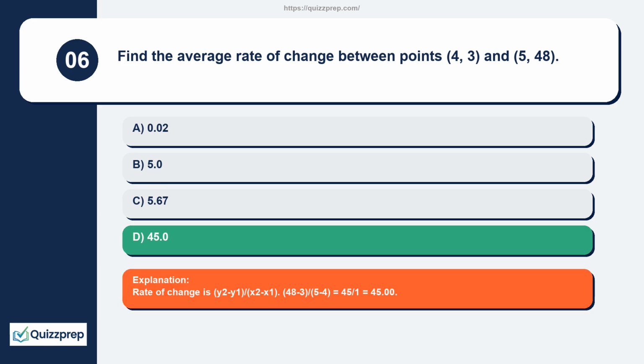Rate of change is (y2 - y1) / (x2 - x1). (48 - 3) / (5 - 4) equals 45/1 equals 45.00.